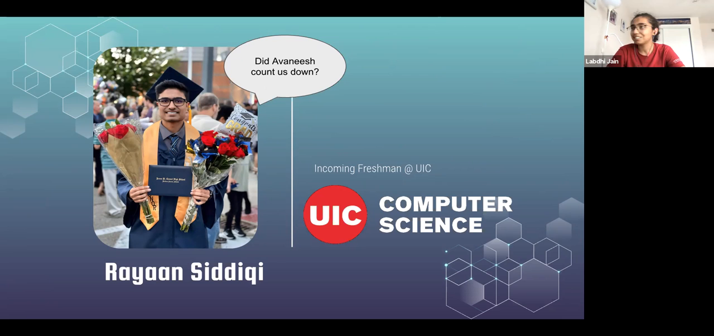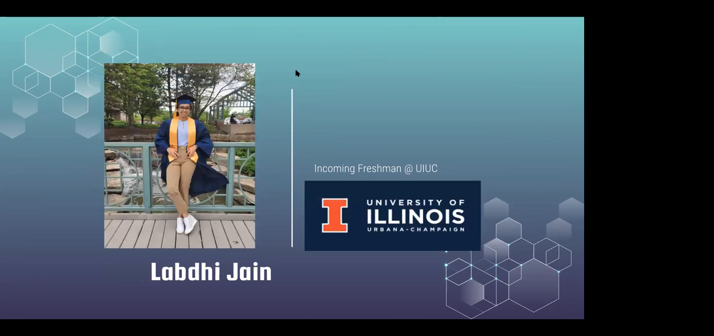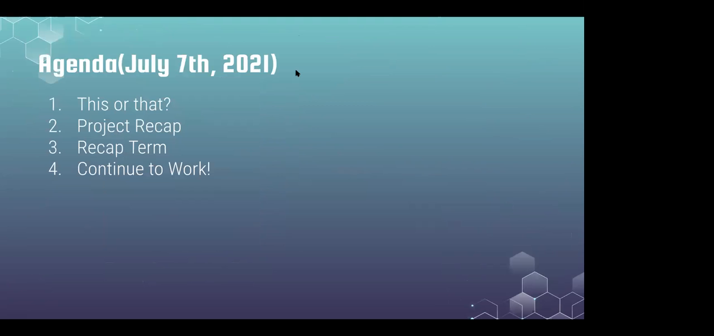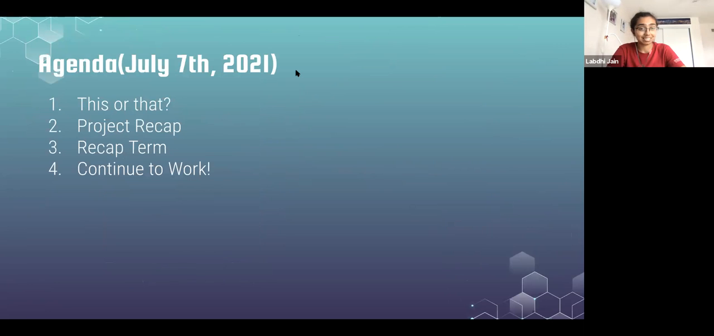Did Avanish count us down? Yes, he did. All right, so today's agenda, July 7th: is this or that, our famous thing that we have started for the past few weeks. Then a project recap of what we are doing and how much we have progressed. Then we will recap terms and continue to work on our project.